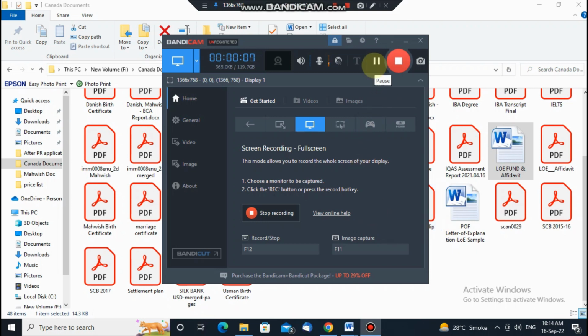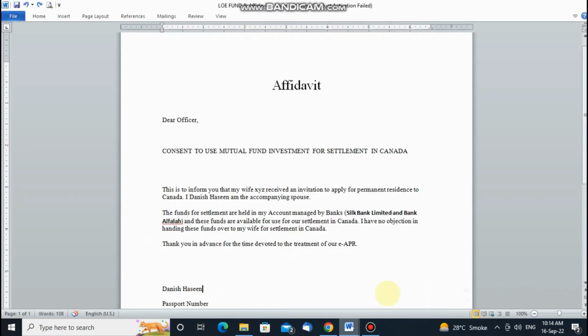So today I will discuss the letter of explanation. There is no certain pattern for a letter of explanation. You can make it on your own. I will just give you examples of what I have done to explain the proof of fund and letter of explanation. Now I'm talking about this letter.